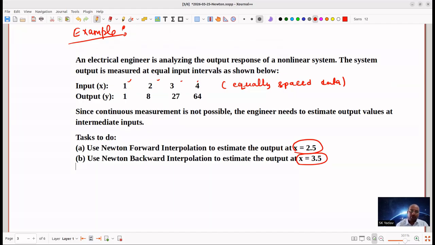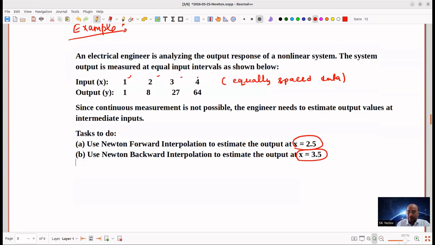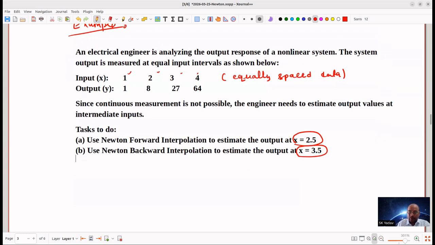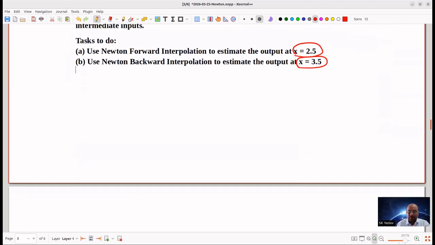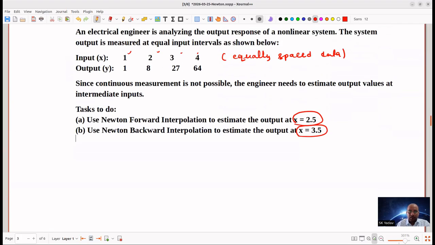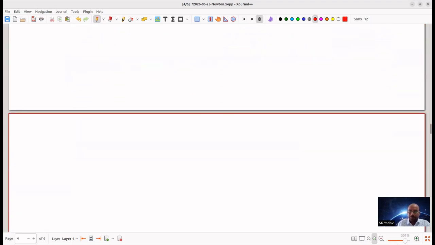Because x equal to 2.5 is near about the first value, so we will go with the forward formula, and x equal to 3.5 is at the last, so we'll go with the backward formula. So let's make the table first here. Data points are 1, 2, 3, 4. So Newton's table.